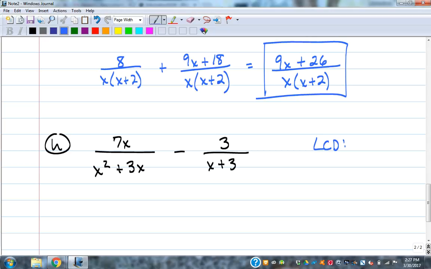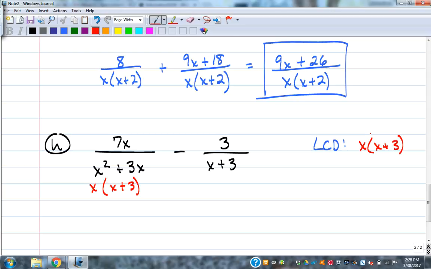So if I factor that, what's it going to factor as? x times x plus 3. So now it looks a lot like the previous example. If I look at the factored form of that, what's the shared piece between the two fractions? The x plus 3. So I know that's part of the common denominator. What is the other part? This x that's here. Okay?